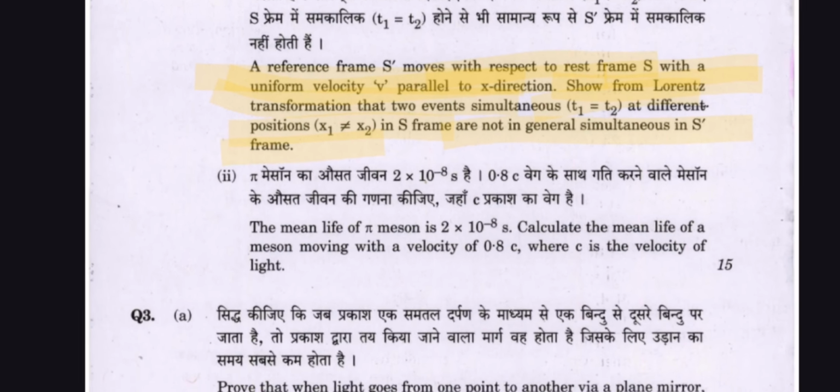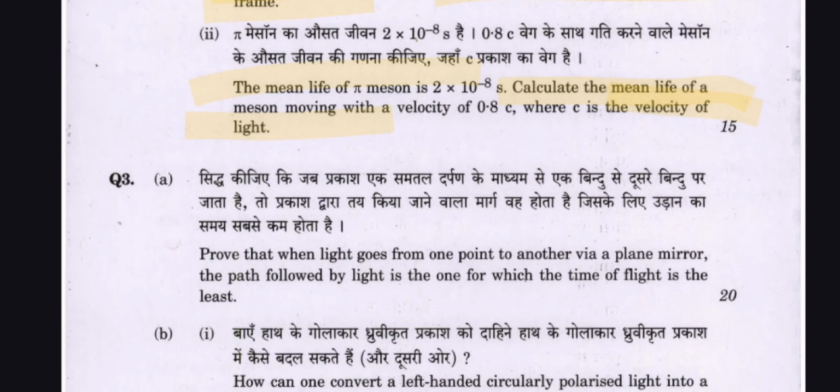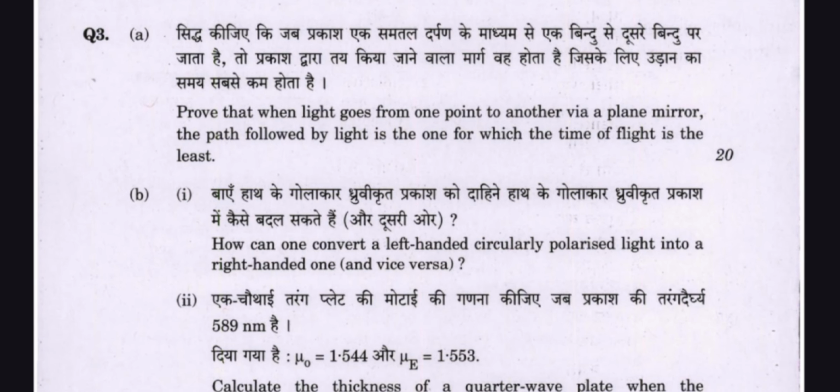And question number D2, the mean life of pi meson is 2 into 10 to the power minus 8. Calculate the mean life of a meson moving with a velocity of 0.8 c, where c is the velocity of light. And question number 3 is here.